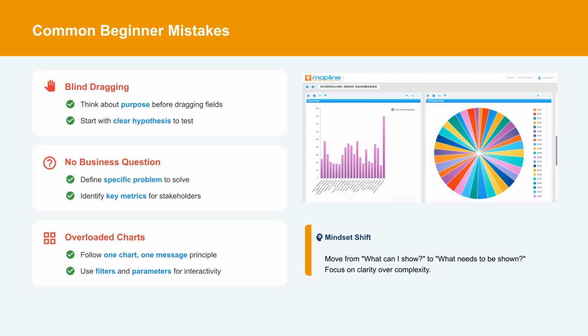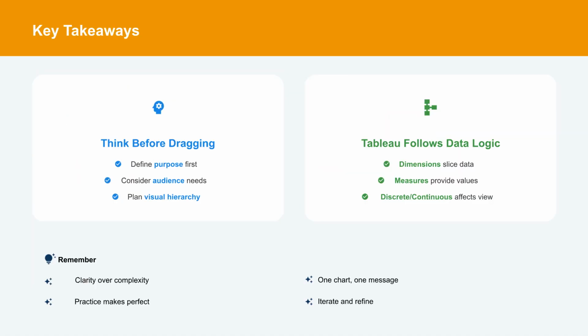Move from what can I show to what needs to be shown by following the one chart, one message principle and focusing on clarity. Key takeaways include: think before dragging, and remember that Tableau follows data logic. Dimensions slice, measures provide values, and discrete versus continuous affects the view. Always prioritize clarity over complexity.